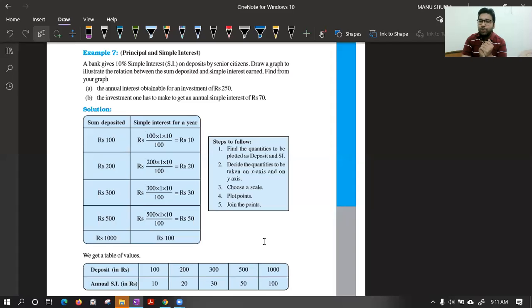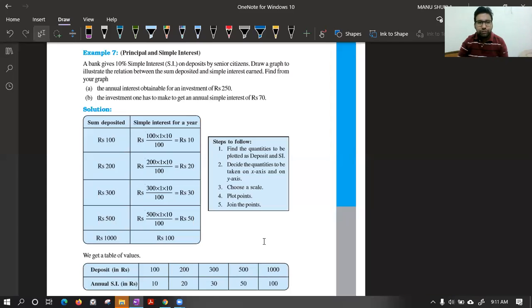Principal is independent, because on principal only we find the interest. Yes. Principal comes first, that is why it is independent. On principal we find the interest. So the principal will come on the x-axis, the interest will come on the y-axis. In this question they have found the interest for you, I think. No, they have not found the interest. You have to find the interest, you have to make a column.